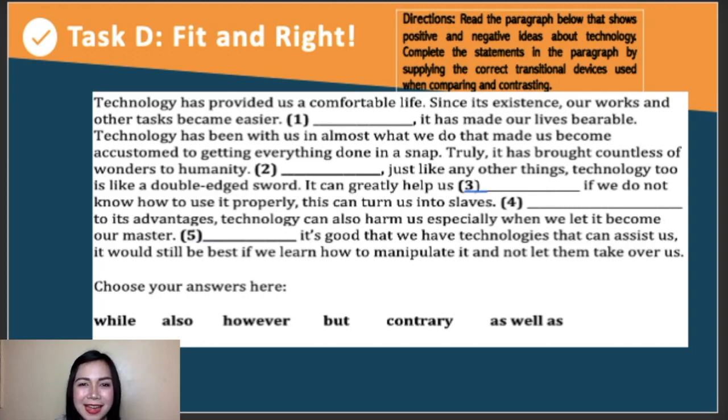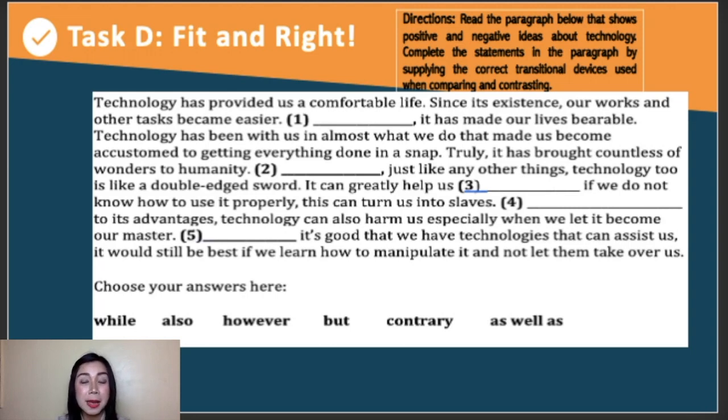Who wants to answer number 1? Yes, Lani, what is your answer? Blank, it has made our lives bearable. However, okay, thank you very much for your answer. We will check it later, guys. How about number 2? Blank, just like any other things, technology too is like a double-edged sword. Yes, you're raising your hand. Your answer is however. How about number 3? Yes, Bert.